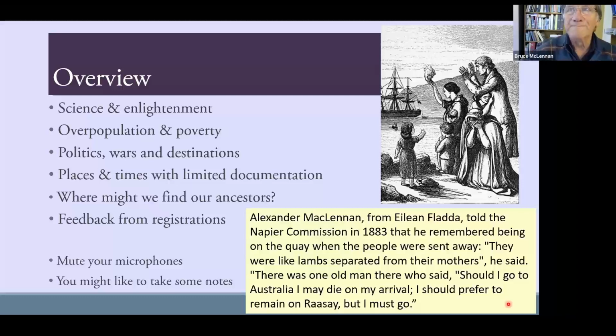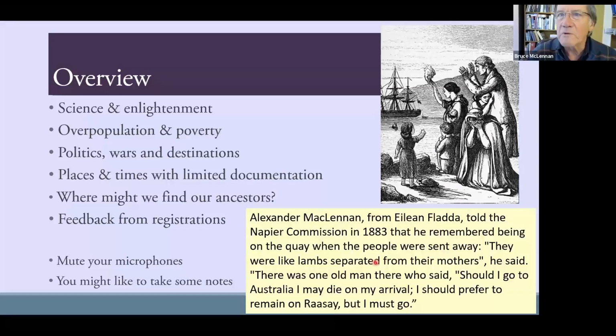That could be helpful. This is a little quote here that my friend Chris from New Zealand sent to me. It's from the Napier Commission that happened in 1883, which is quite a late stage compared to what we're talking about, but it was designed to investigate what the lives of the so-called crofters, that means self-sufficient people, were like and why they were suffering so much.